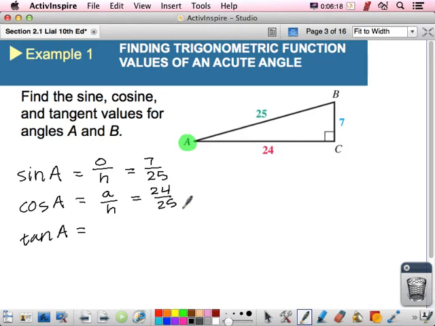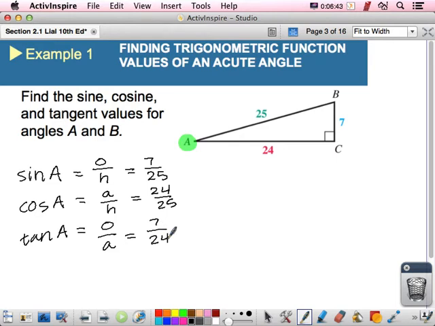Remember that the adjacent side is one of the two that the angle touches, but not the hypotenuse, and you can always keep it straight there. And finally, tangent. Tangent is the only primary trig function that does not involve the hypotenuse. It only involves the legs. It is the opposite leg divided by the adjacent leg, which in this case is 7 divided by 24.